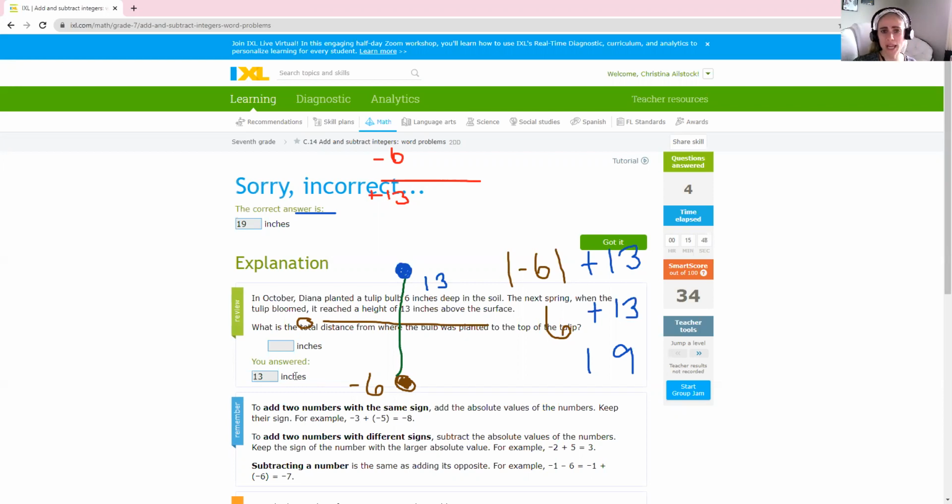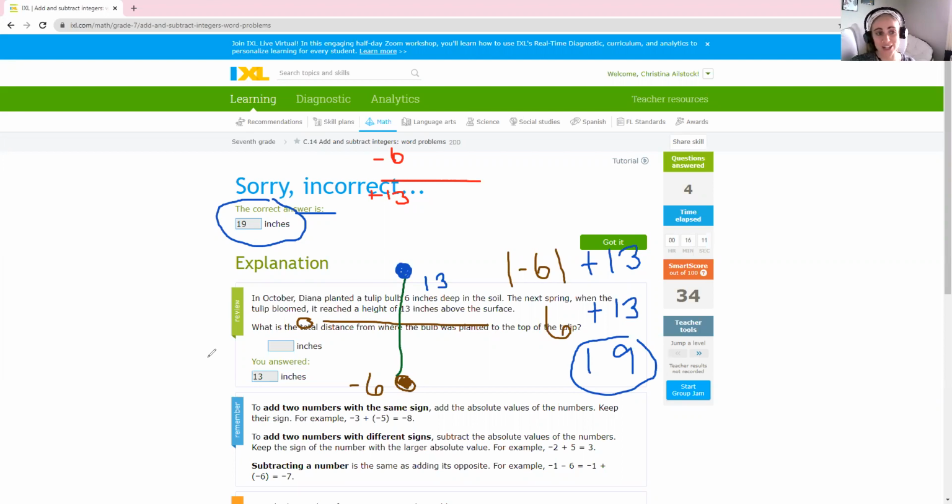Oh, I typed the wrong answer in. Oh no. But you know what? Mistakes happen. We're going to keep this. Note, first off, that we did get the right answer. It is 19. The correct answer is 19 inches. But I was so busy talking, I typed a 13 in. That happens.